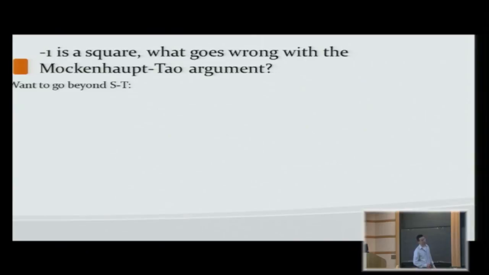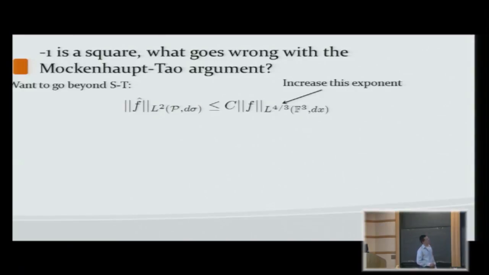So let me ask what goes wrong when we try to run the Mockenhaupt-Tao argument in this case. What I should say is that if you test the characteristic function of a plane, this is the dual inequality. I'm starting with the function on F^3, taking the Fourier transform and restricting it to the paraboloid. If I plug in the characteristic function of a plane at the 4/3 exponent, which is the Stein-Tomas exponent, the thing we proved using not much at all, then it turns out that this is an L2 over here.